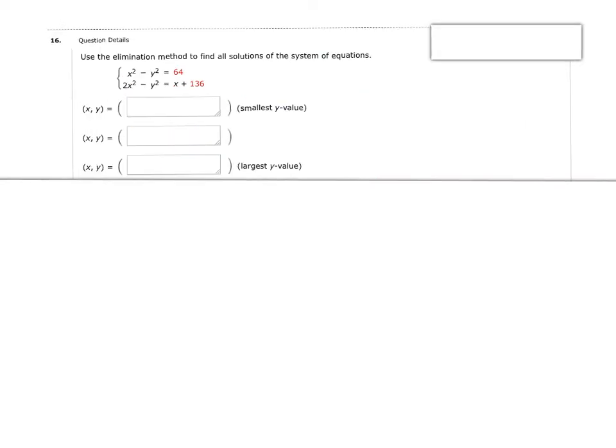All right, next up here it says to use elimination. I would eliminate the y squareds since the x squareds kind of also have that x. So I'm going to multiply this by -1. So we have -x squared plus y squared equals -64. And then we have the 2x squared minus y squared equals x plus 136.